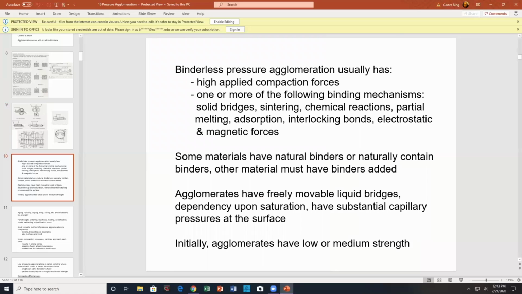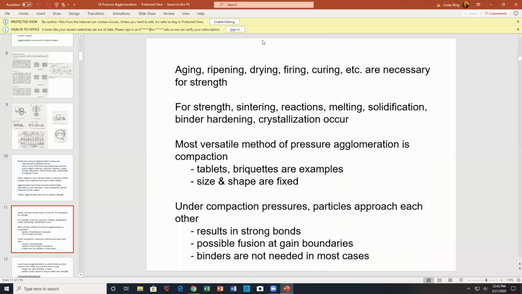Anyway, so we have all sorts of binding mechanisms or interlocking mechanisms, all sorts of agglomeration. Capillary pressure, again, the tissue in the sink routine. I'll give you an illustration of capillary pressure. It can be quite substantial. Agglomerates have low or medium strength.